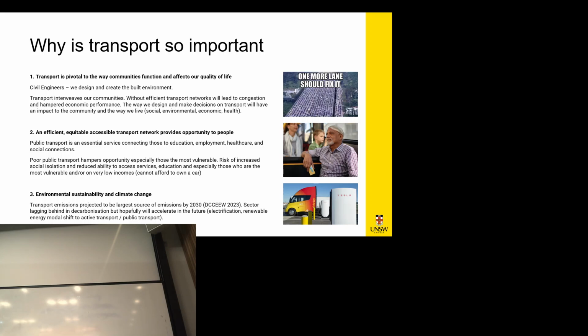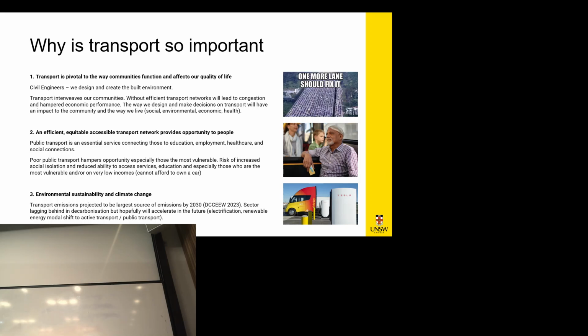That's particularly prevalent in Sydney, in western suburbs of Sydney, as well as in regional areas such as Coonamunra, Parks, wherever. So we really need good public transport networks for good communities. Three, transport plays a big role in emissions and environmental sustainability.